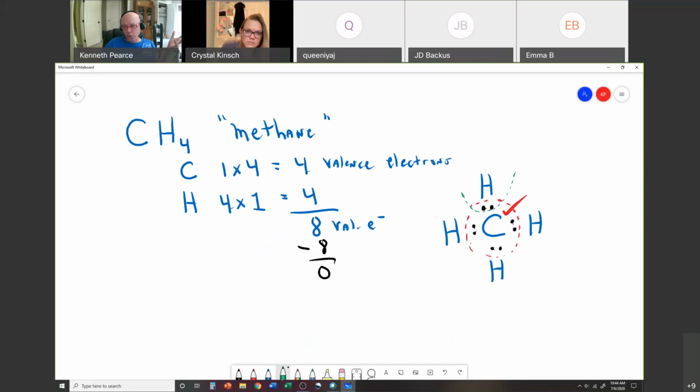Well, hydrogen has 2 on it, but remember the rules. Hydrogen is happy with 2. Boron is happy with 6, and everybody else wants 8. So this molecule is happy. So this is one happy molecule. There you go. All right, now if we were to draw this with lines, it would look like this.